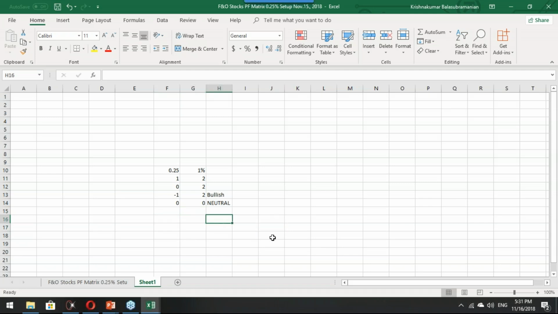Tell me something. If the setup is bullish in both box sizes, this first one is 0.25 and this is 1%, right? And if we have a score of 2 here and a score of 1, or we have a score of 2 here and a score of maybe say -1, we can still look at those candidates, isn't it? Are you getting the logic?